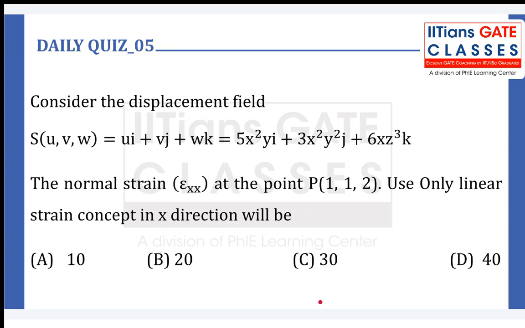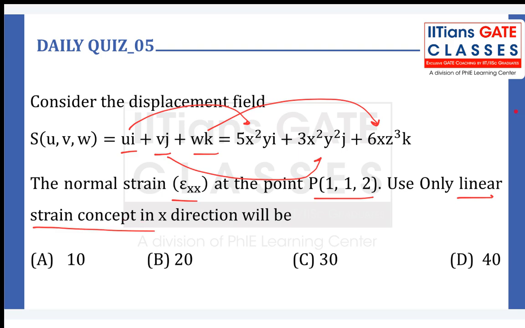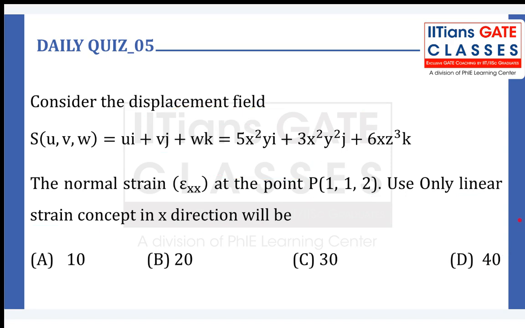Consider a displacement field. So the displacement field is given: the displacement in x direction, in y direction, and in z direction. This is already given in this question. So the normal strain at this point is, and you are asked to consider only the linear strain concept. So what does the linear strain concept mean?